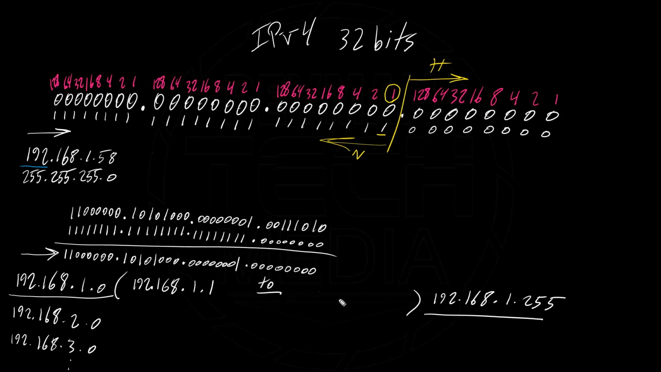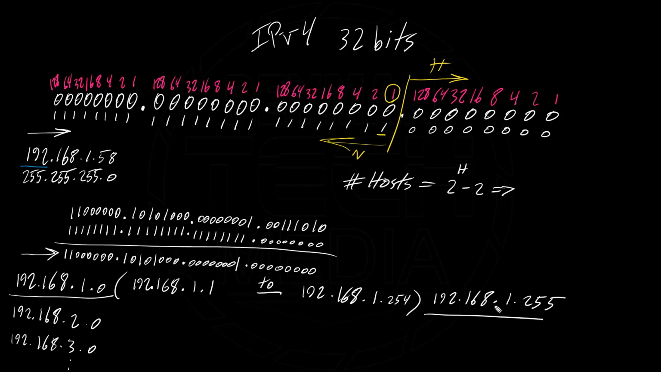192.168.1.1 to 192.168.1.254, one less than the broadcast address. So 1.1 to 1.254, how many available IP addresses are there? 254. There's a formula if we want to find out the number of hosts: hosts equals 2 to the power of host bits minus 2. Why minus 2? Because of the network address and the broadcast address.